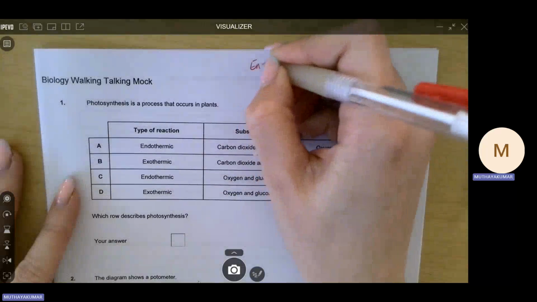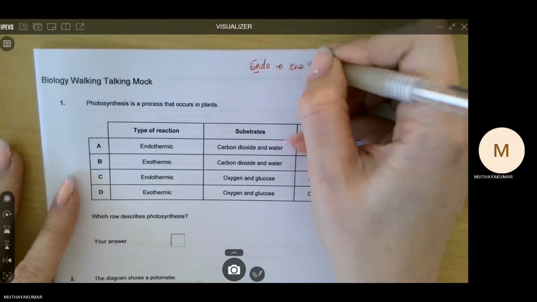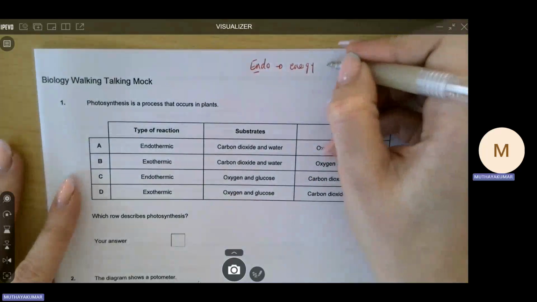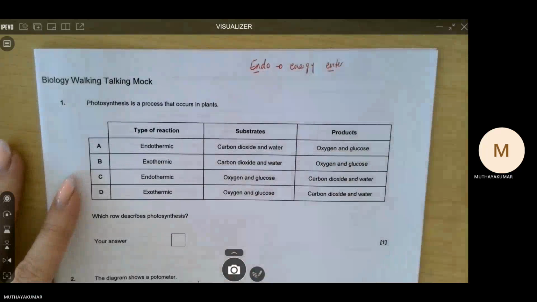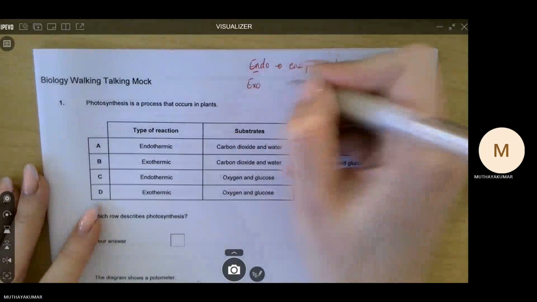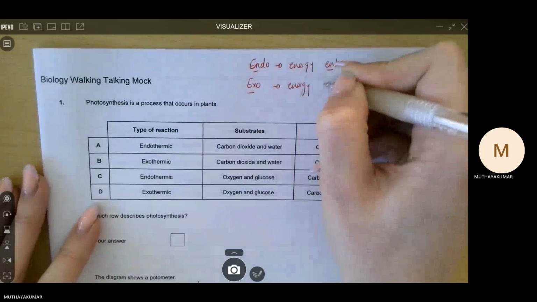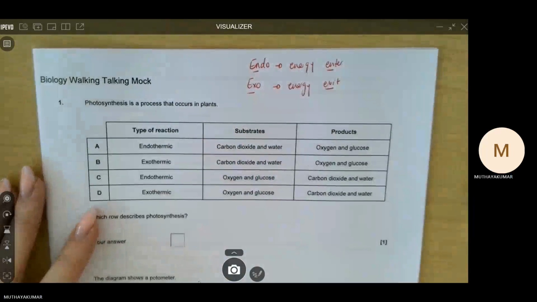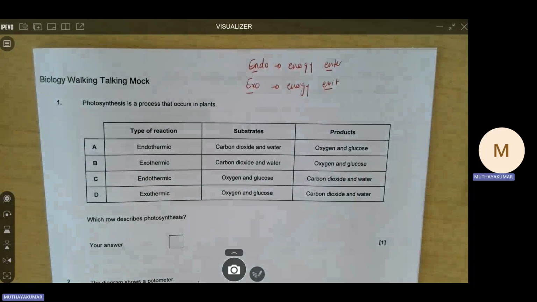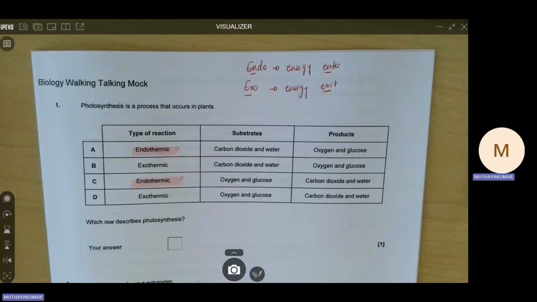So an endothermic reaction means that energy is entering that system. Okay, energy is entering that system. Exothermic, energy is going to exit. Okay, so what you need to remember with photosynthesis is that energy is going into the molecules and it is an endothermic reaction. Okay, so it's either going to be A or C.